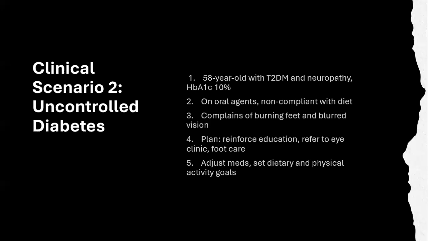Let's go through this clinical scenario. Now, this is another patient, a 58-year-old lady with type 2 diabetes mellitus, and she's having neuropathy, and her HbA1c is 10%. She is on oral hypoglycemic drugs, but she's non-compliant with diet, and she complains of burning feet and blurred vision. So you should plan. Your plan should be education, and especially with regards to the diet and exercise and drug compliance.